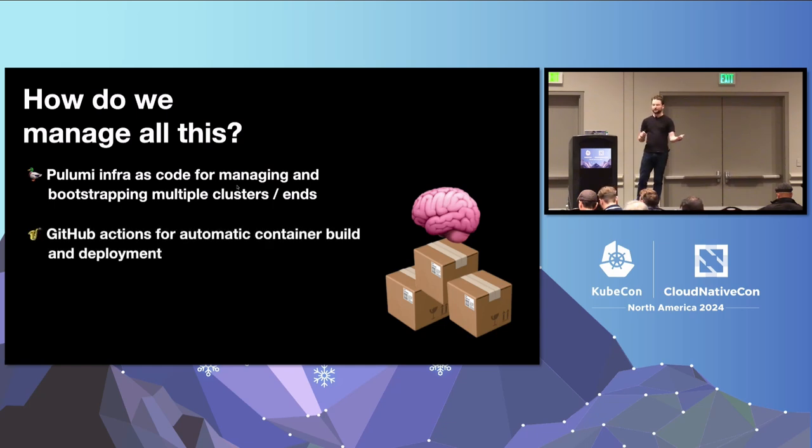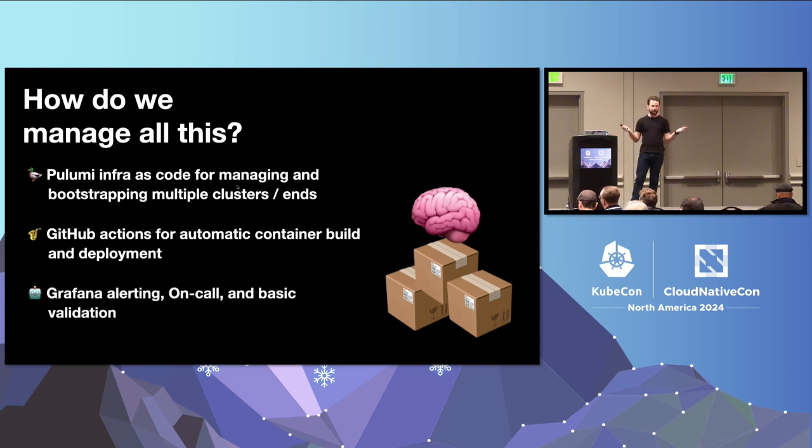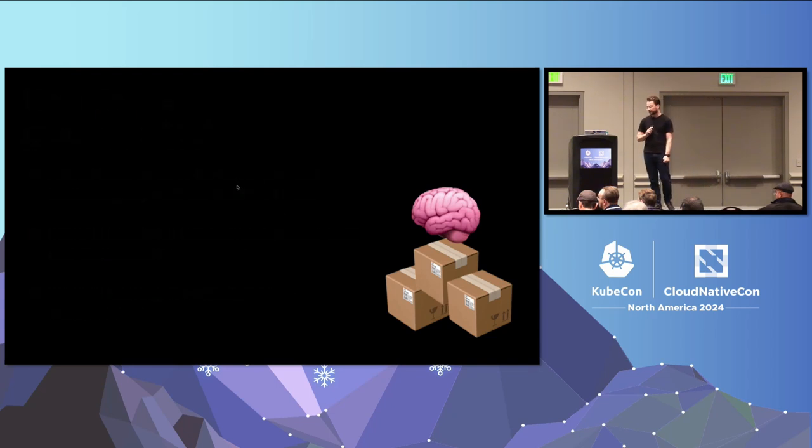We use GitHub Actions for automatic container builds and deployments, and pushing those up to Azure's container registry. And then Grafana alerting on call and basic validation with some of their semantic alerts. So nothing fancy. Again, this time last year, I think how do we do MLOps was still an open question. So I think there's some great offerings from some companies now that make deeper validation of your services much better. So definitely check them out.